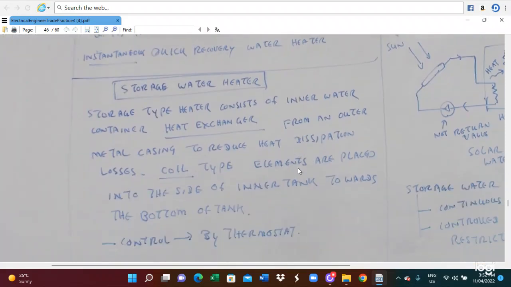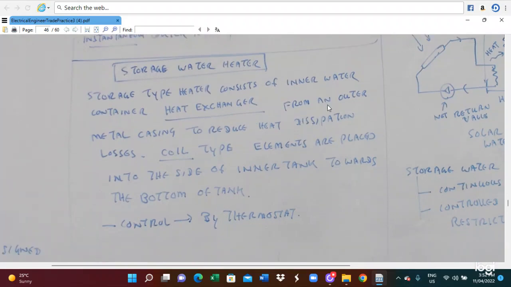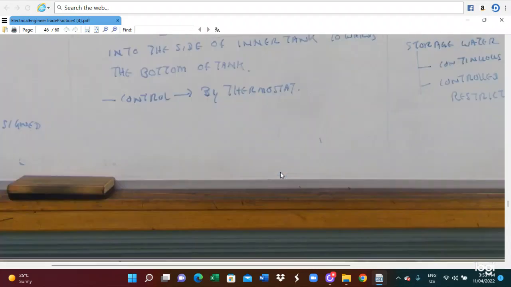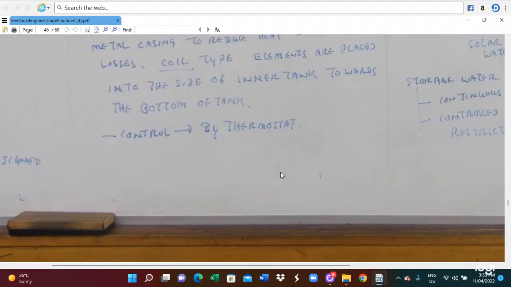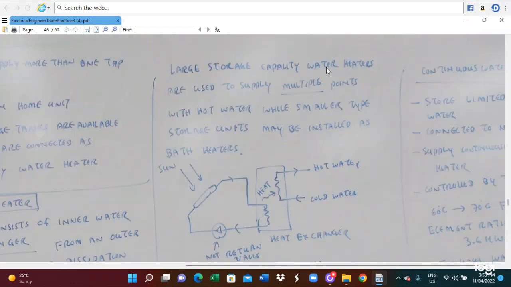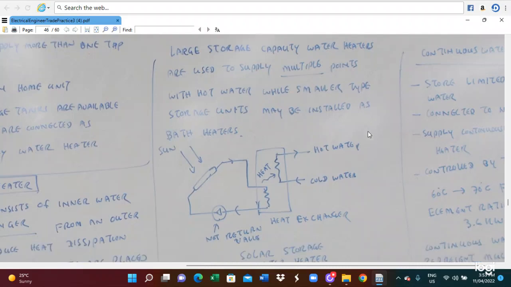Storage water heater type consists of an inner water container. It includes a heat exchanger from the outer metal casing to reduce the heat dissipation losses. The elements are placed into the side of the inner tank towards the bottom of the tank. So it can be controlled by the thermostat. So this is the control diagram, hot water output here. Larger storage capacity heaters are used to supply multiple points with hot water, while the smaller storage units may be installed as in the bath heater.